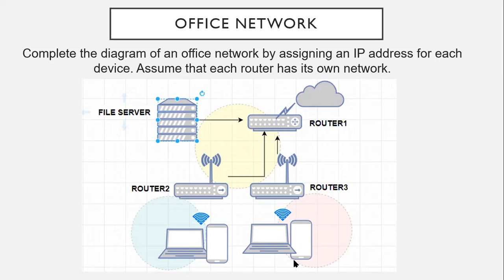Now, the circle here is just a reminder that this is a different network from this one and this one. Therefore, in creating addresses for our devices, the network address of this one should have a different network address with this one as well as this one. So let's have a sample diagram that we can work on here. Let me just, there you go.